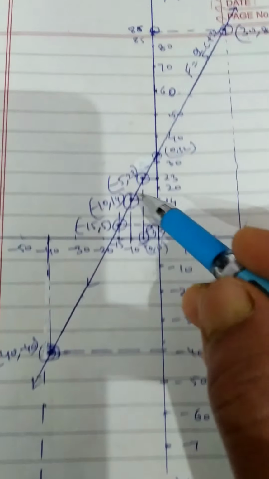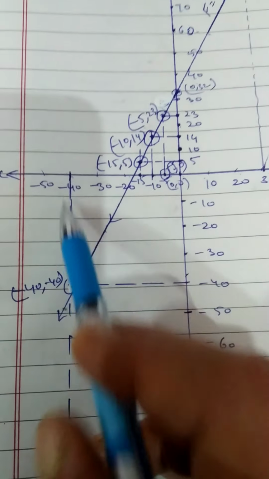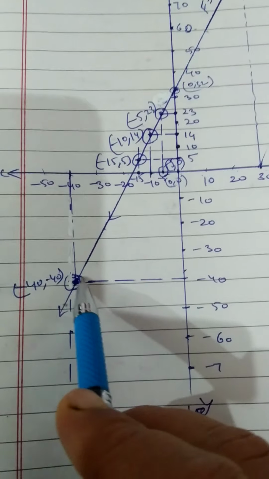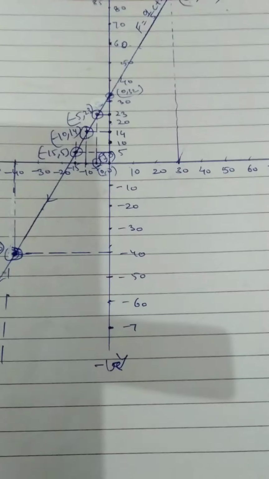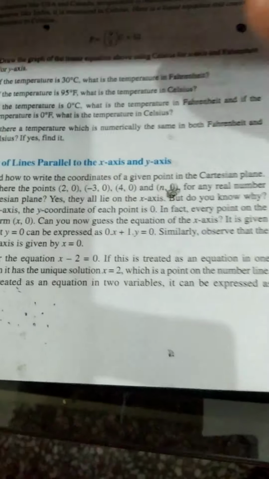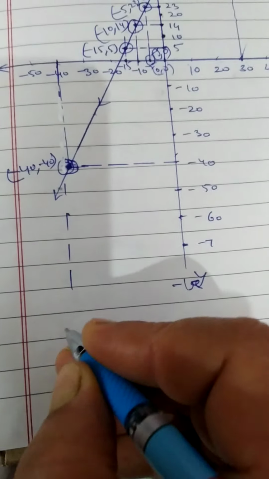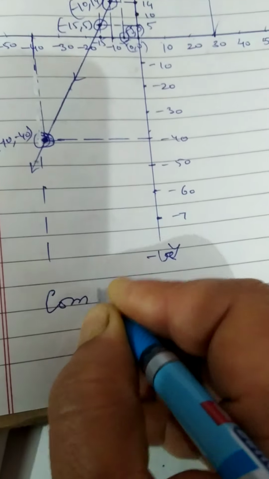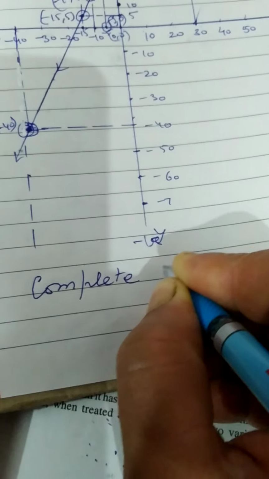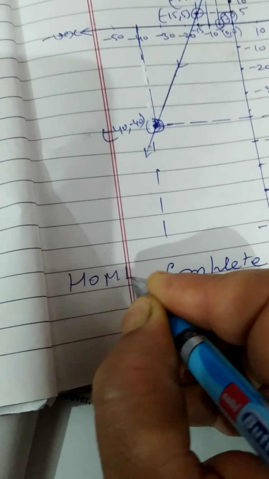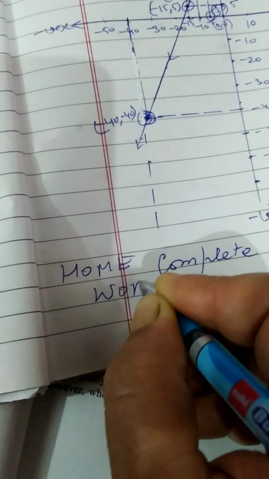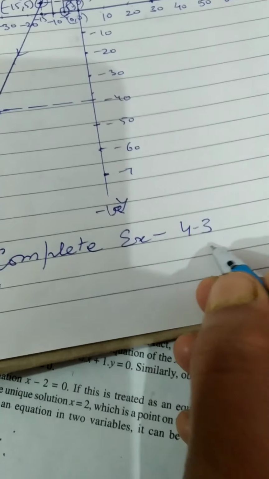See here in this graph also we get -40 on this line. Now you are to complete this exercise. This exercise is exercise number 4.3. Your today's homework is to complete exercise 4.3.